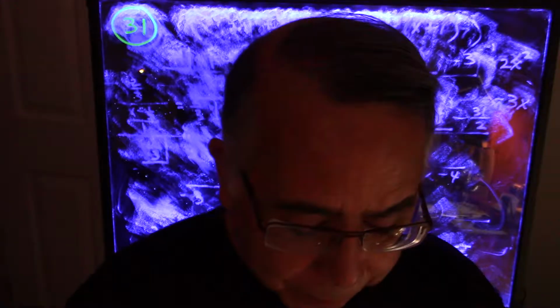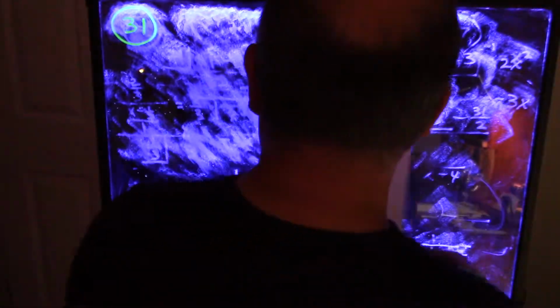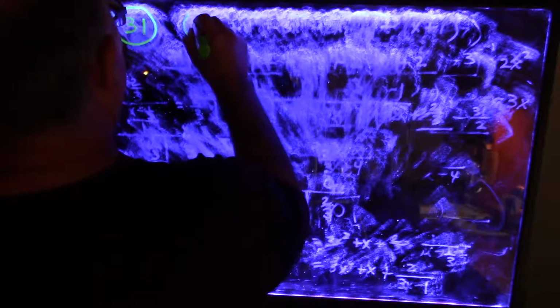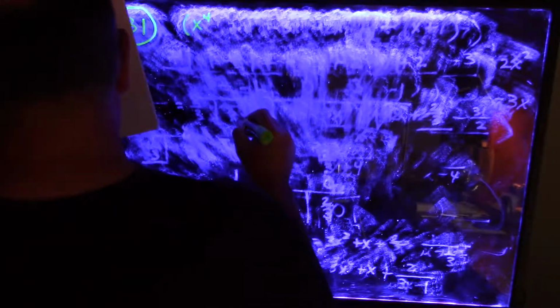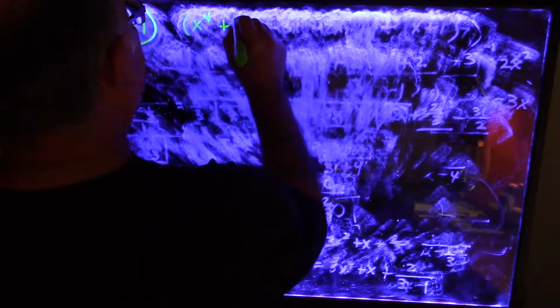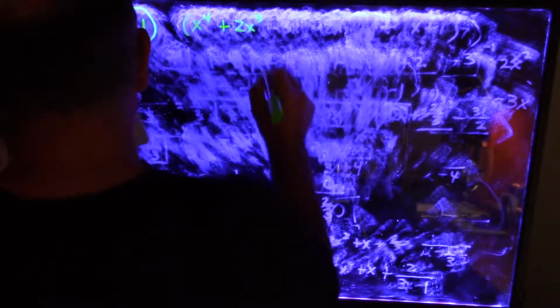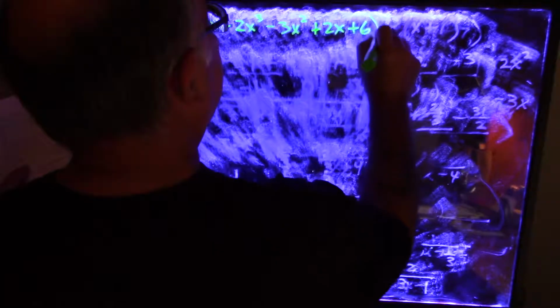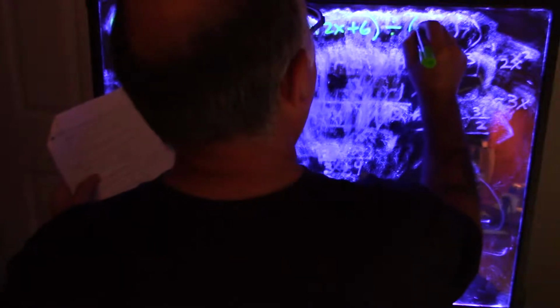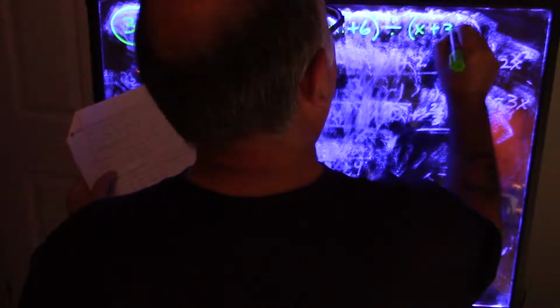Number 31. Okay, we have x to the fourth plus 2x cubed minus 3x squared plus 2x plus 6, divided by x plus 3, or x minus a negative 3.